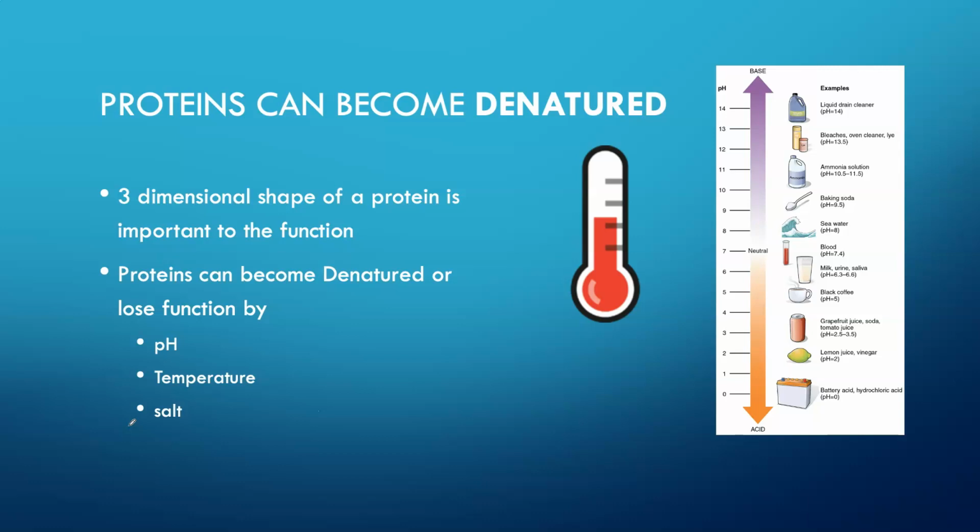And some of the common things that will cause them to be denatured are a change in pH. So the pH of a solution affects the way that the amino acids interact with each other, so it affects the protein's folding. Temperature can also affect the folding of a protein, as well as salt concentrations. So these are some examples of what causes a protein to become denatured and no longer have its functionality.